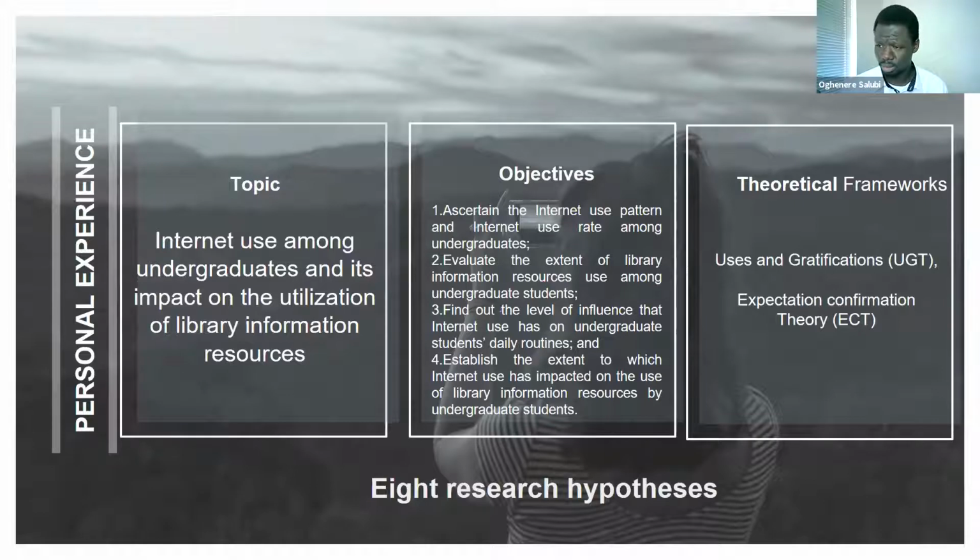Actually, research question 2, not research question 3: evaluate the extent of library and information resources used among undergraduate students. I was looking at the use pattern and the use rate, both the library and information resources use pattern as well as the internet use pattern, and the use rate for both the library and the internet. If there is a preference for one over the other, then there must be some form of expectation from the users. Maybe those expectations are better met by a different source. For example, instead of using the library, I'd rather just rely on the internet, even though if I'm using the generic web, the sources are not that reliable. So there was some form of expectation which they had.